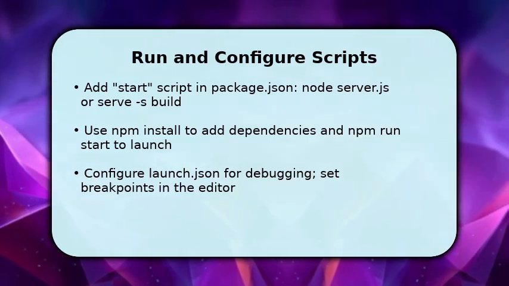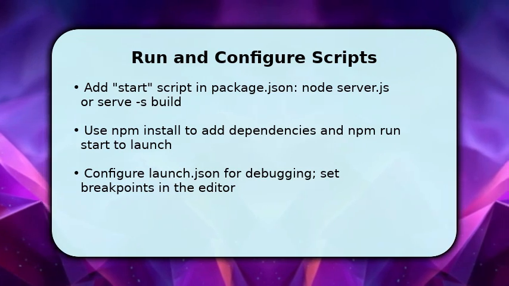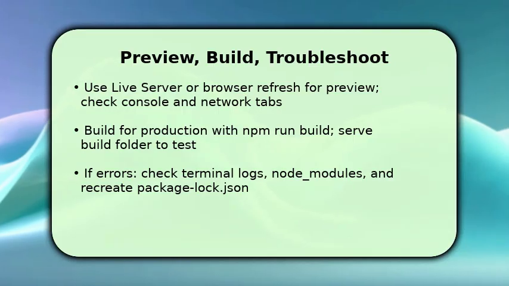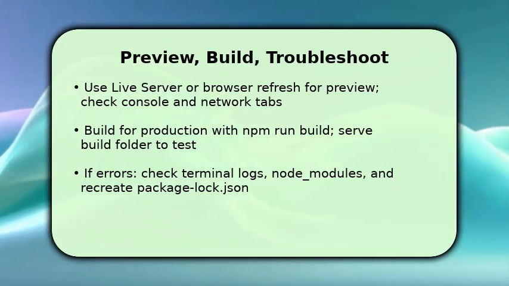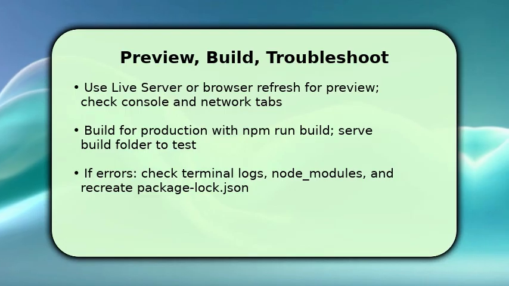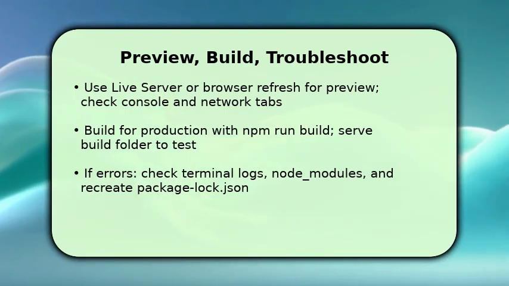You finish by previewing and building, then verify everything works. Open the app in the browser with Live Server or the dev server. Inspect console and network for missing files or runtime errors. When ready, run npm run build and serve the build folder to validate production behavior.